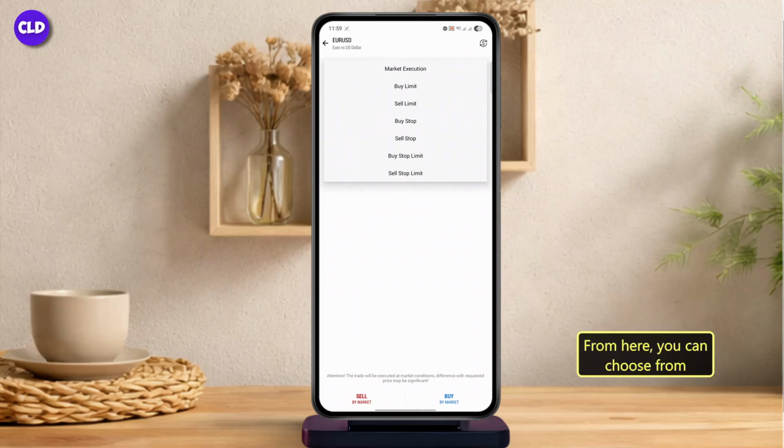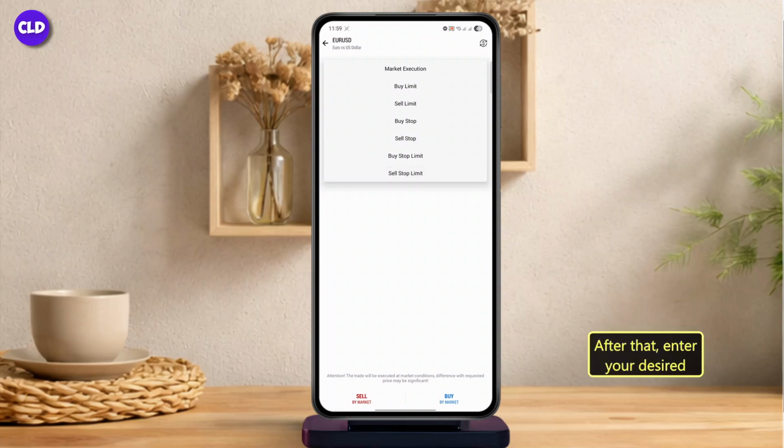From here, you can choose from several options depending on your trading strategy. Buy limit to buy at a lower price than the current market, sell limit to sell at a higher price, buy stop to buy once the price rises to a certain level, or sell stop to sell once it drops to a certain point. Following this, if you need more advanced options, you'll also find buy stop limit and sell stop limit available in the same dropdown.